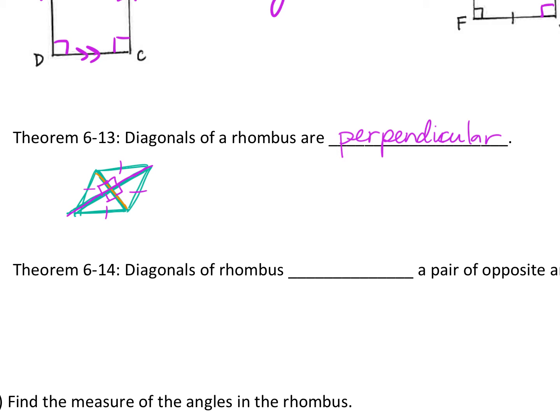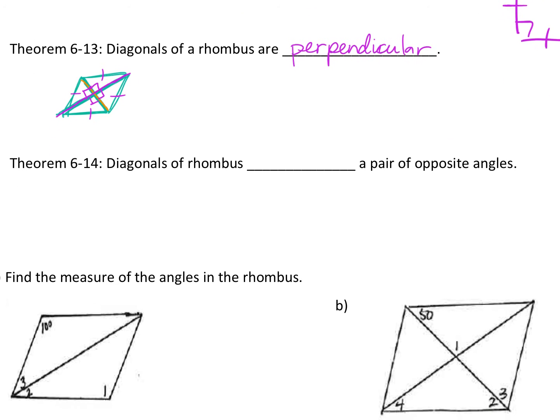So your diagonals are perpendicular. And visually, you can see they're not congruent, right? So don't try to make them congruent. They don't have to be congruent. They can be if it's a square. They don't have to be, okay? But they will always be perpendicular, the diagonals. Okay, so diagonals of a rhombus are perpendicular. That's one thing we know.